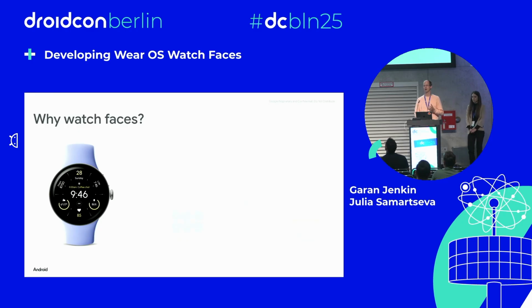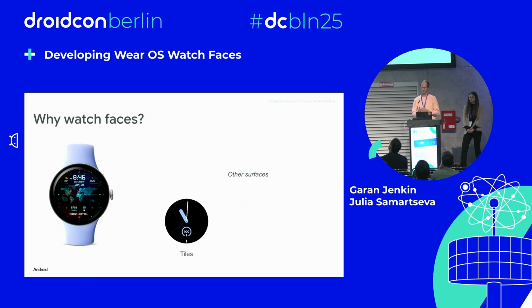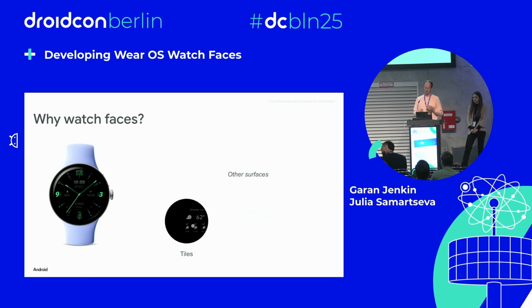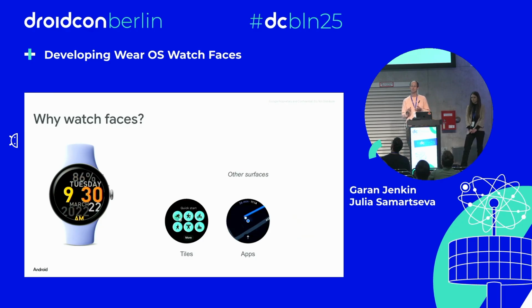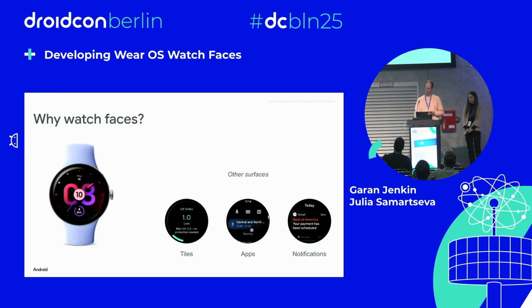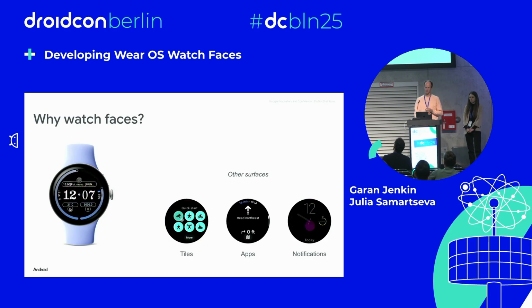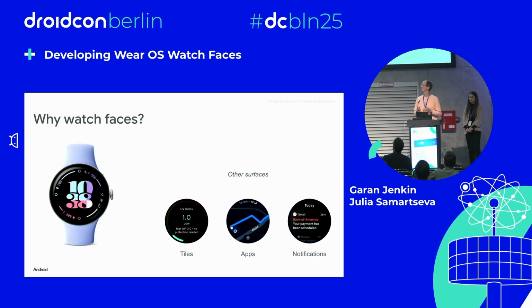Wear OS has a bunch of other surfaces as well for the developer. Let's briefly take a look at them. So you've got tiles. These are glanceable snapshots of information. With a simple swipe from the watch face, the user can look at the weather, check their fitness goals, or see their next appointment, things like that. For a more immersive experience, you've got apps, which are developed in much the same way as you develop a phone app. And then finally, you've got notifications.